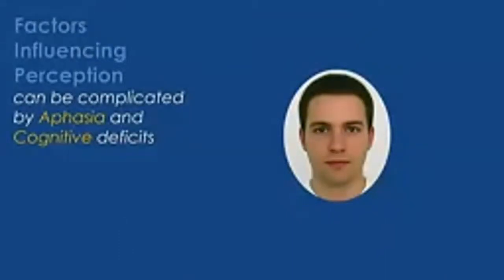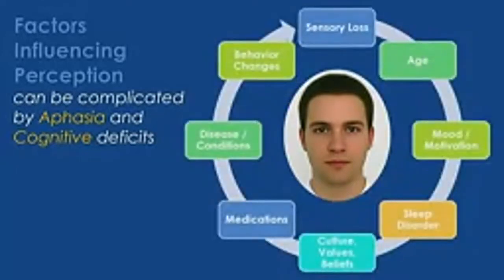Sensory changes can be complicated by aphasia, which is not cognition. I want to make that clear. That's a communication problem, but it also can be complicated by cognitive deficits. Now, sensory changes and age-related decline really distort our representation of the world. It leads to loss of function and decline. So we want to look at mood, motivation, sleep disorders, culture, medications, diseases, behavior changes, and anything that might disrupt them in their recovery.